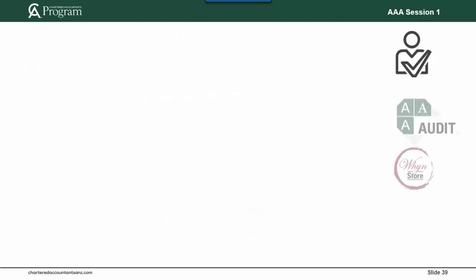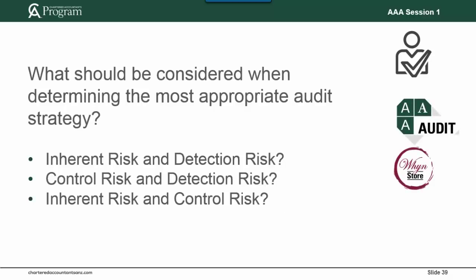Okay, your turn again. What should be considered when determining the most appropriate audit strategy? Click pause while you think about this, then press play to continue. If you answered inherent and control risk, you're correct. As we have discussed, these establish the risk of material misstatement.